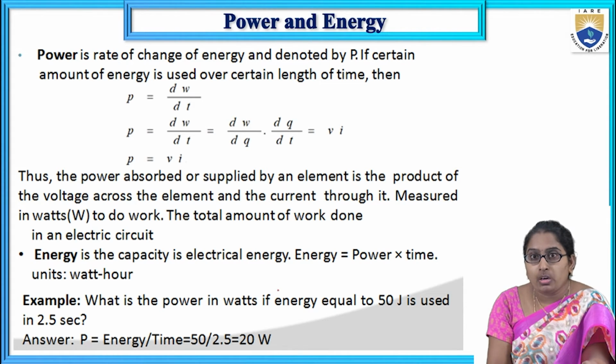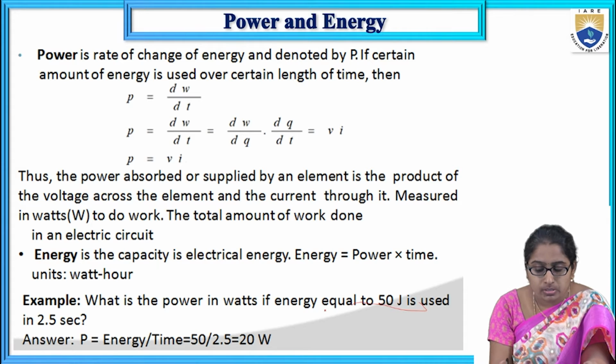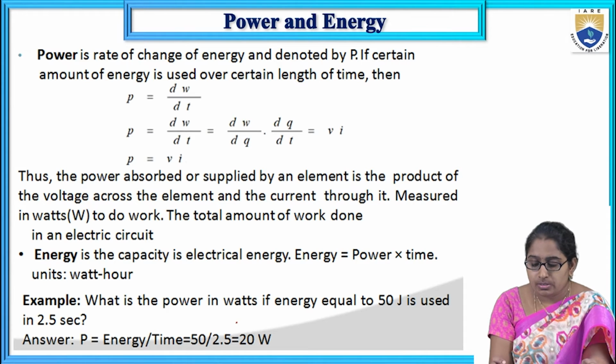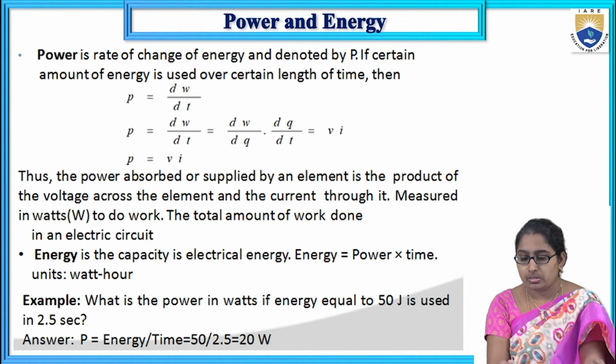What is the power in watts if energy equal to 50 joules is used in 2.5 seconds? So power is equal to energy by time. Energy is given as 50 joules over 2.5, so it gives 20 watts.